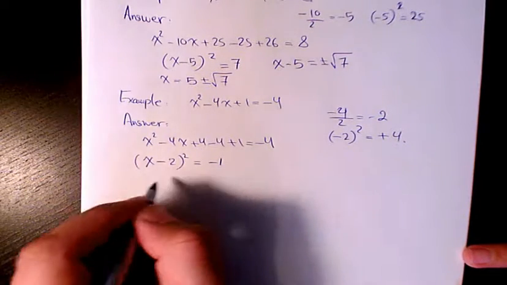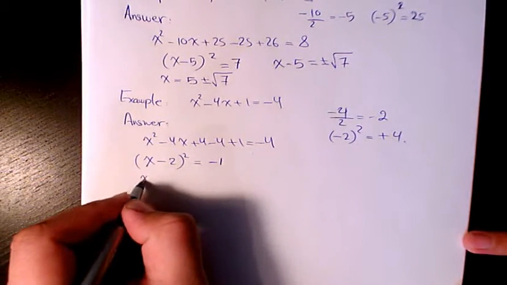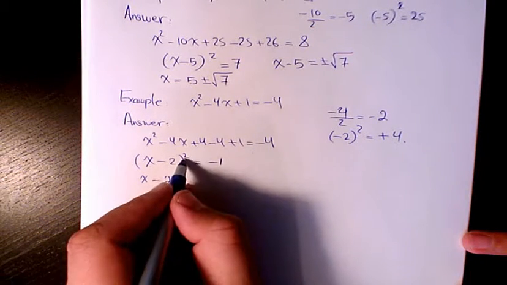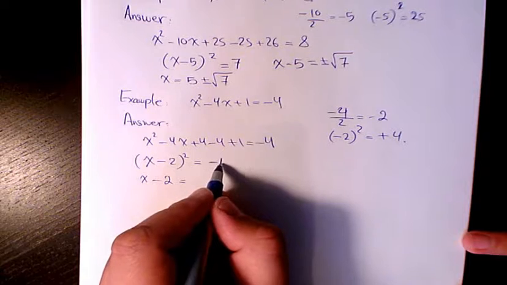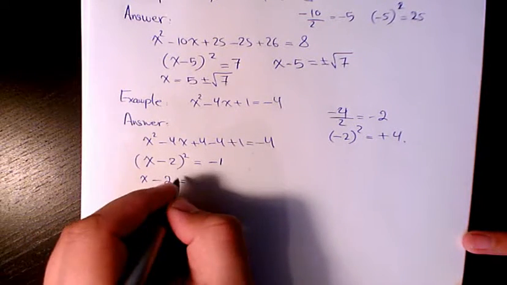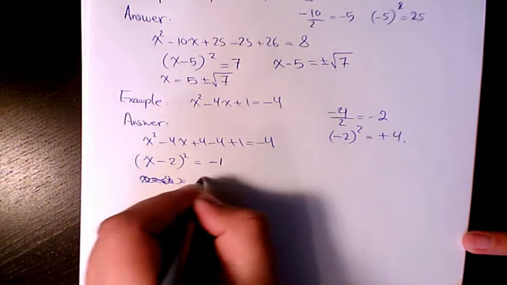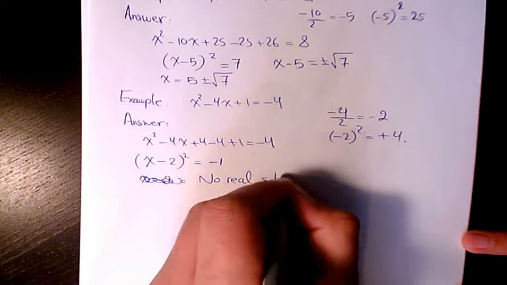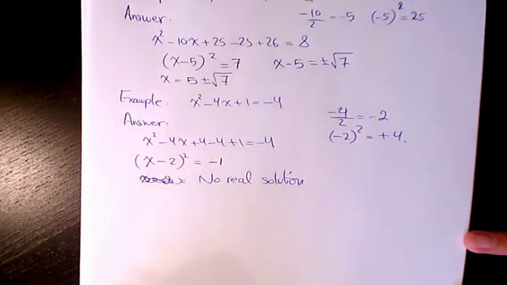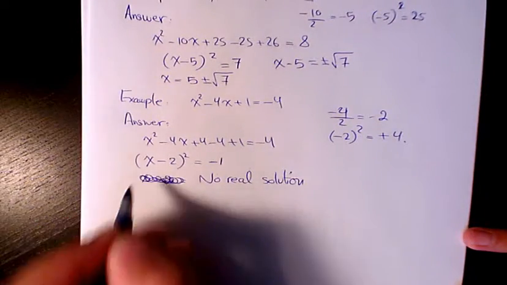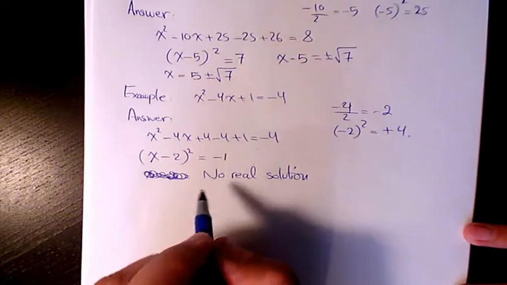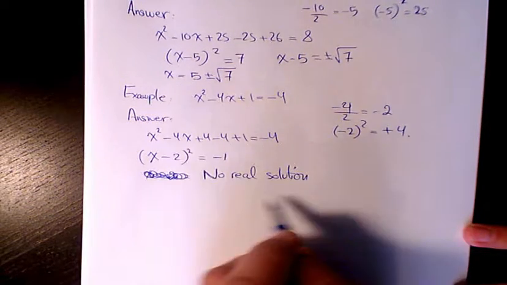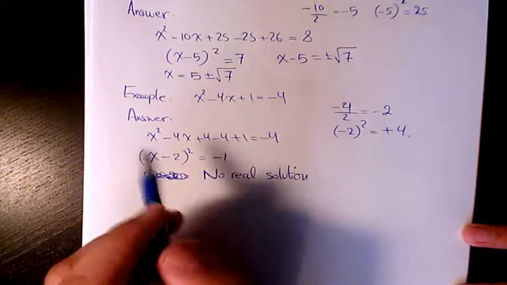So that's going to be (x minus 2) squared equals negative 1. Since here is squared and this one is negative 1, we don't have any real number. The answer: no real solution. We have an imaginary solution, which is out of scope of this video. I will explain it in other videos later on, but it's out of scope of most of the high school curriculum. So there is no real solution to that.